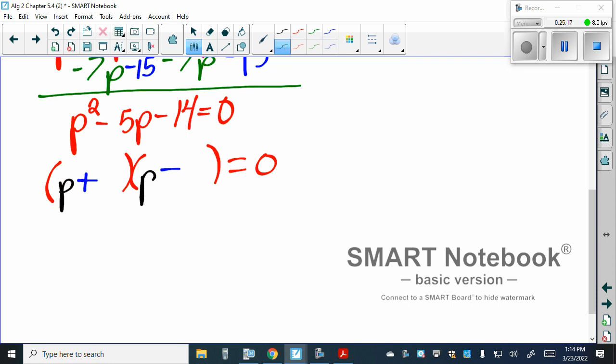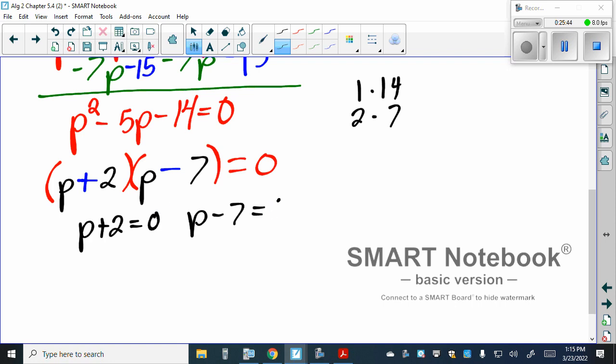The only factors of p squared are p and p. And the factors of 14 are 1 and 14, 2 and 7. And exactly, we're going to want 2 and 7. And the one that we want to be positive is 2, and the 7 would be negative. At this point here, we can set both of these equal to 0 and solve for the value of p.